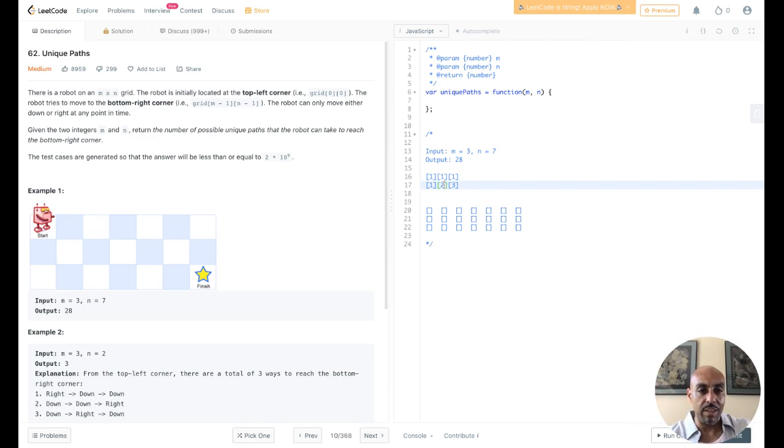That makes sense, right? Because if there's two ways to get here and there's one way to get here, well, we know that there's one way to get to the space right above me and two ways to get to the space right next to me. That means there are a total of three ways to get to where I am right there. And that makes some common sense, right?